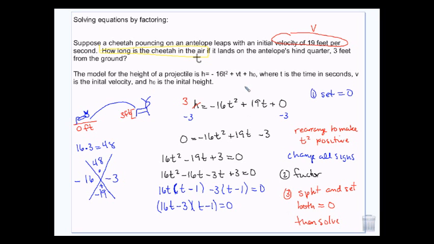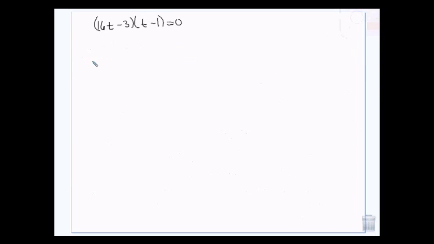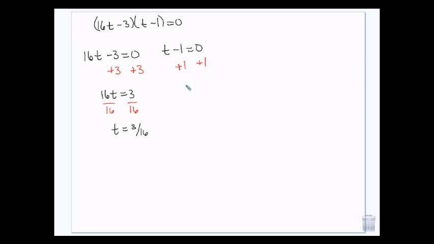And I'm out of room, so I'm going to do another blank sheet. Okay, so I split each of those and set them equal to 0, and then I solve them. So I'm going to add 3 to both sides, and I get 16t equals 3, and I divide by 16, and I get t is equal to 3/16. And I add 1 to both sides, and I get t equals 1.